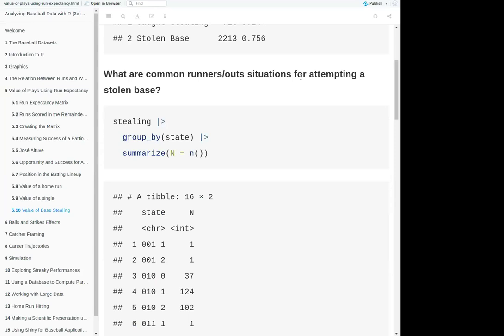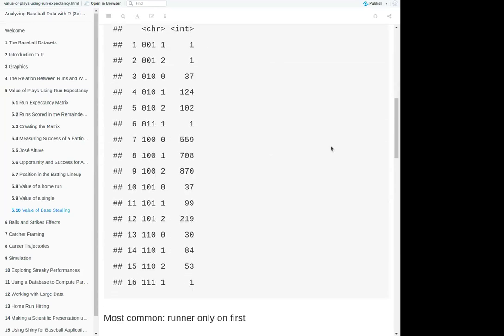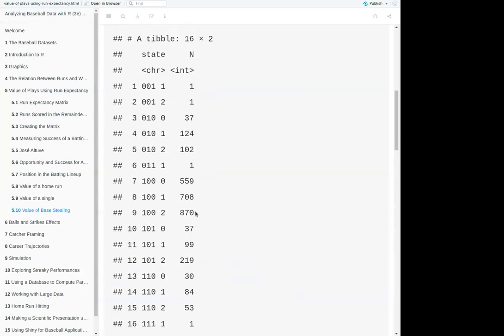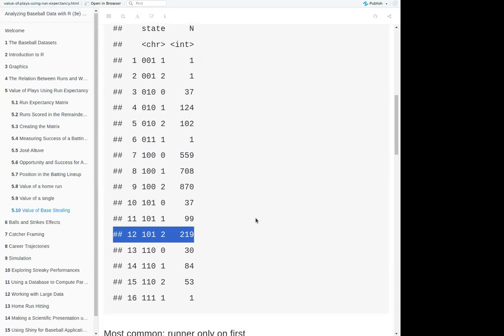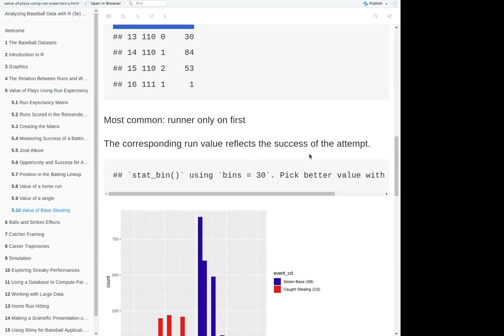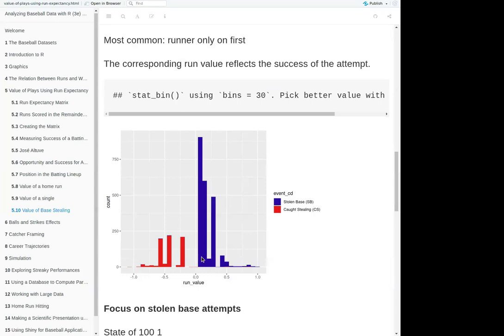So, what are the common runner out situations for attempting a stolen base? We have a frequency table here, and our most common occurrences are when somebody is on first, either 0, 1, or 2 outs. And that's followed by somebody on first and third. So the corresponding run value really reflects the success of the attempt, which we can see a little in this plot here. We have our run values with a very clear distinction between positive and negative run values, simply based on whether the base was stolen or whether the player was caught stealing. Where most frequently the base is stolen and we get a slight positive run value. But whenever you're caught stealing, we commonly have a negative run value.